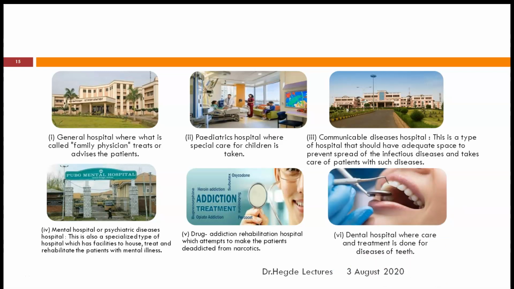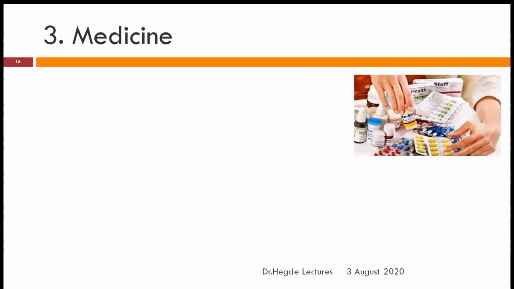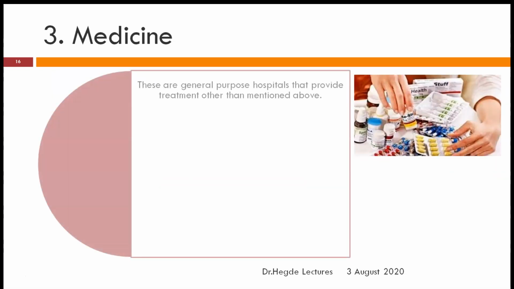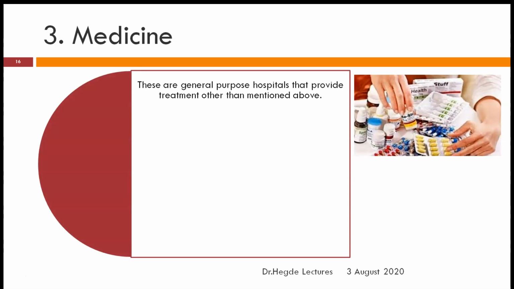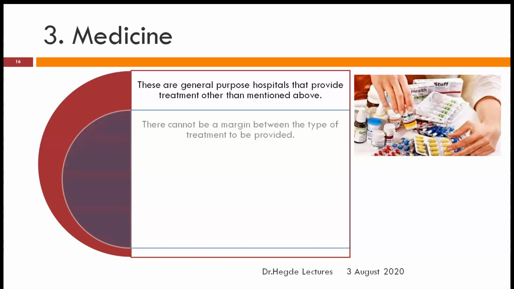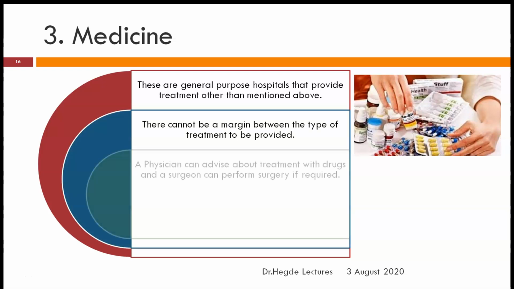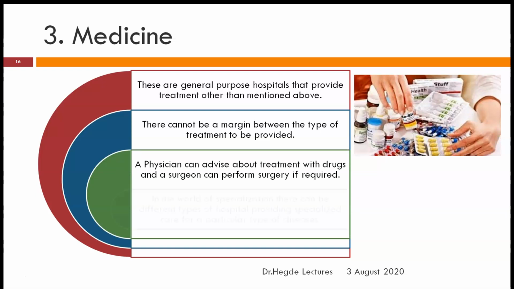And dental hospitals, where they give care pertaining to diseases of the teeth, disorders of the teeth. These are general purpose hospitals that provide treatment other than those mentioned above. Okay. There cannot be a margin between the types of treatment to be provided. A physician can advise about treatment with drugs and a surgeon can perform surgery if required.